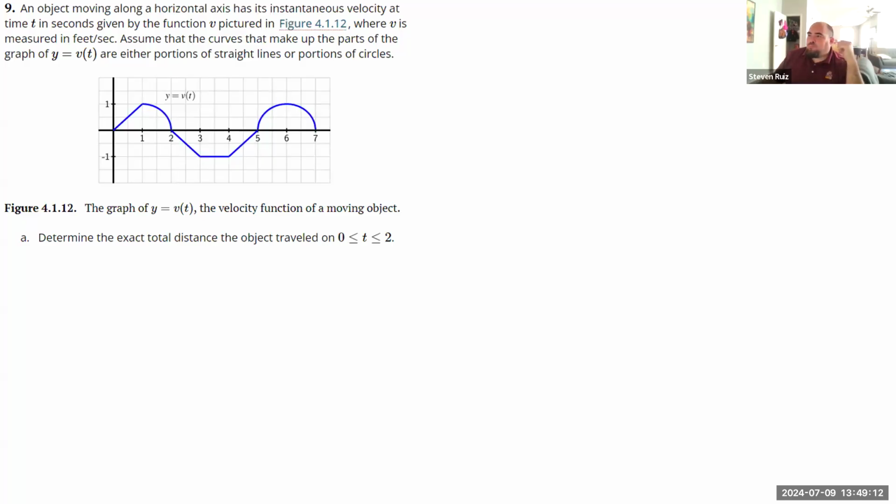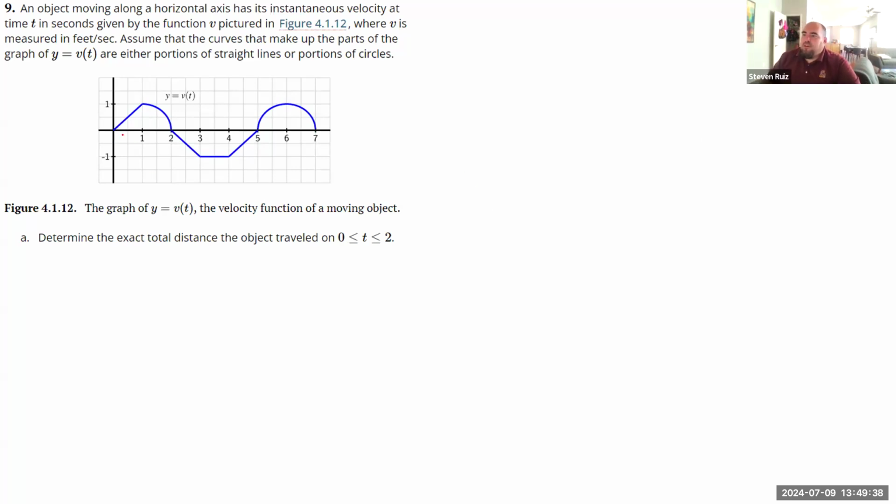All right, let's look at this question 9, also from section 4.1. So we're given a graph here of the velocity of an object. The object's moving in a straight line only along the horizontal axis. So we're assuming that the curves that make up parts of the graph are either portions of straight lines or portions of circles. Okay. All right, so part A, determine the exact total distance the object traveled on the interval 0 to 2.